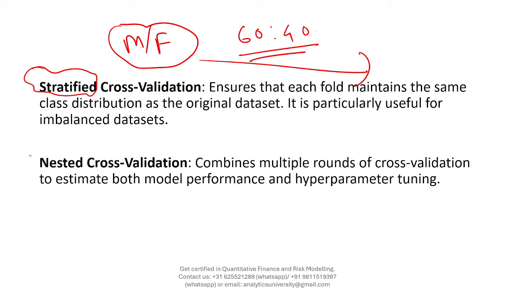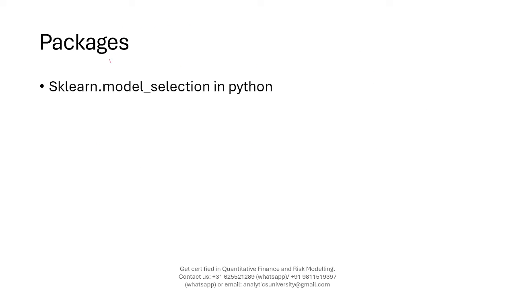There's also nested cross validation, not so much used actually, which combines multiple rounds of cross validation. In Python you can use scikit-learn. It's an amazing package. In Python you can build all kinds of machine learning models using scikit-learn, sklearn. You can also use it for performance assessment. In model selection, you can take model selection in order to do the cross validation.